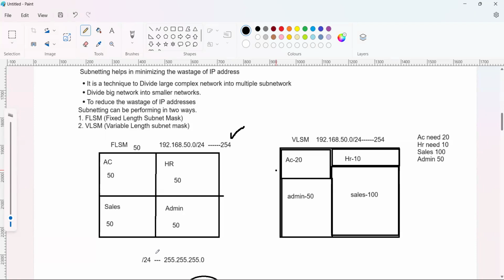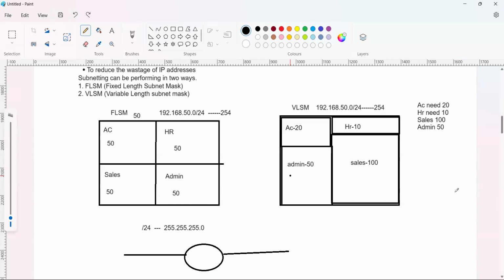Now move to VLSM, variable length subnet mask. Here the HR department requires 20 hosts, the account department 20, another department 10, the sales department 100, and the admin department 50. So we are giving the IP addresses to hosts variably, according to each requirement.